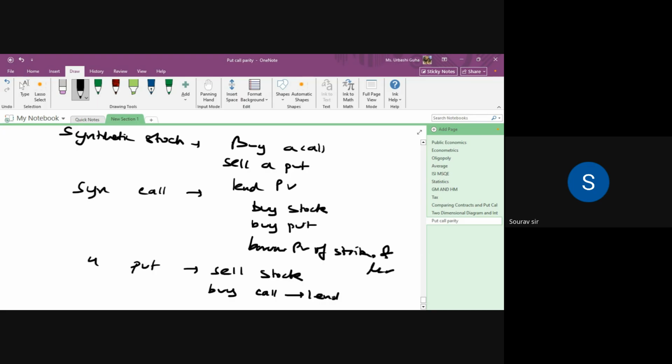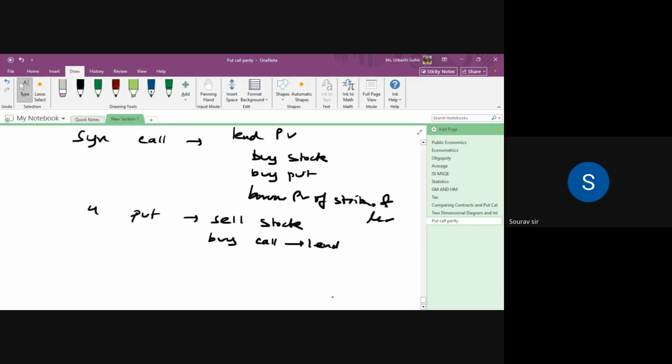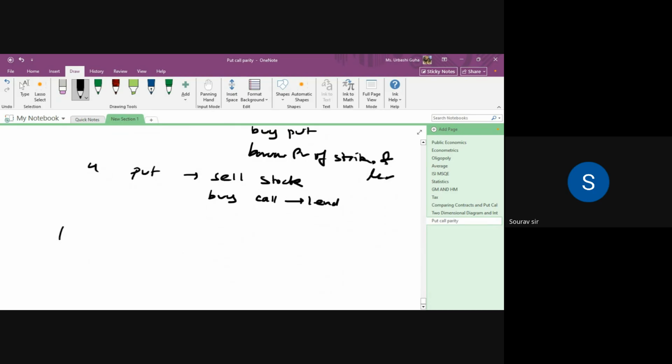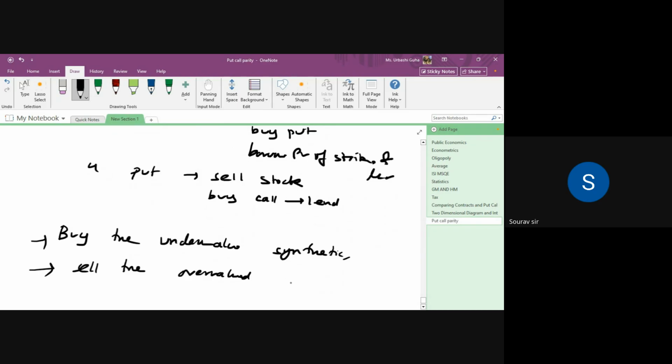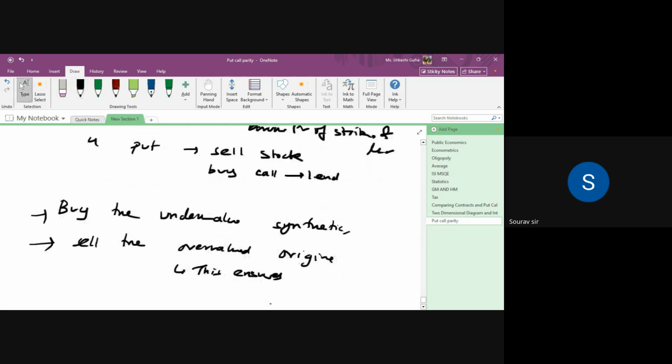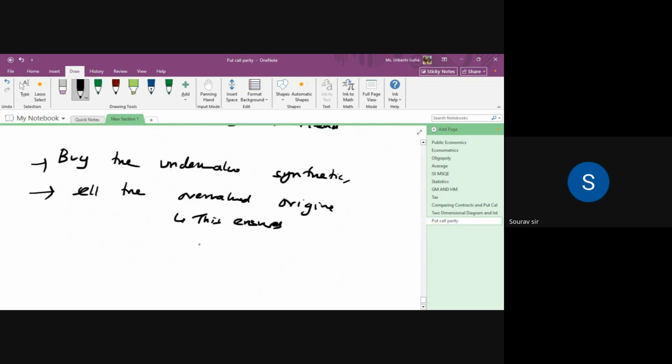So if the actual market price deviates from put call parity, traders can buy the undervalued synthetic. Okay, and what will they do? They will sell the overvalued original. So buying the undervalued synthetic and selling the overvalued original, and this ensures a risk-free arbitrage profit.